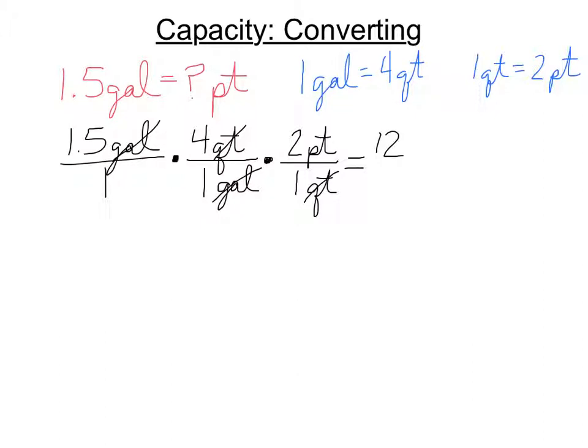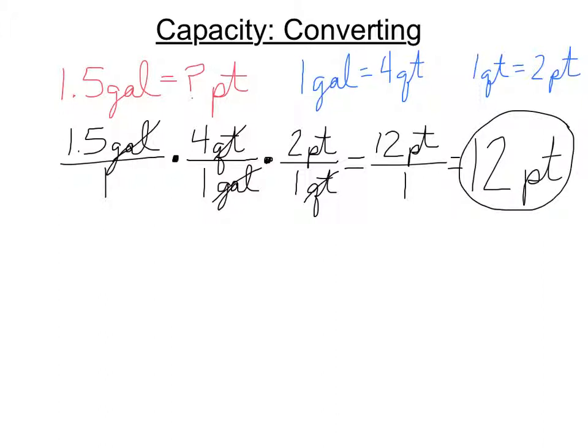Now we've got to multiply the units. No units times pints means it's just pints. On bottom we do the same. So 1 times 1 times 1 is 1. No units means no units. So 12 pints divided by 1. 12 divided by 1 is 12. Pints divided by nothing is pints. So 1.5 gallons is 12 pints.